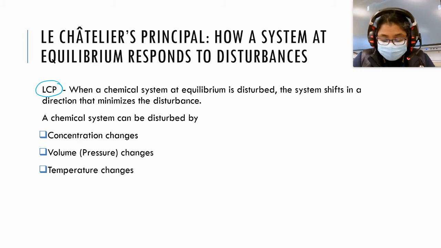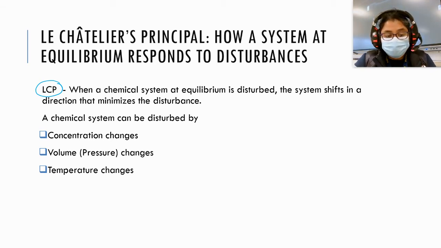Okay? So, here are the ways that you can disturb a chemical system. We're talking about a reaction here, an equilibrium reaction. One of the ways is to change the concentration of the reactants and products. You could add reactants, you could add some more products. That's one way. Another way is to change the volume or pressure. If you remember, for gases, volume and pressure are connected, right? And another way is to change the temperature.